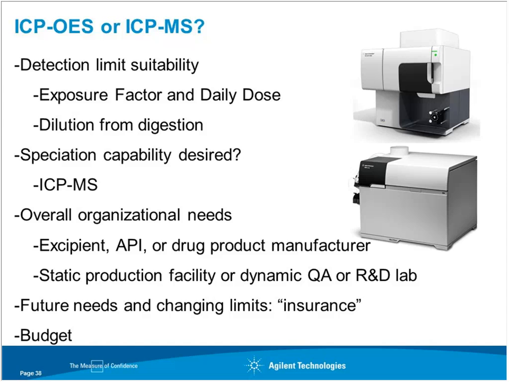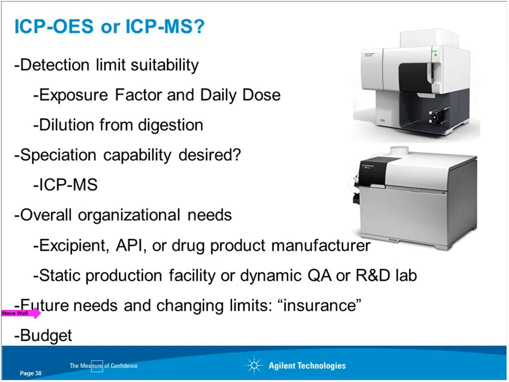Speciation capability. If speciation capability is desired, ICP-MS is probably going to be the tool of choice because we can easily do speciation on the 7900 ICP-MS. And really, you just need to consider the overall organizational needs. Is this an excipient company? Is it an API or drug product manufacturer? Is it a static production facility that looks at one or two products, or is it more of a dynamic QA and R&D lab that has many products?